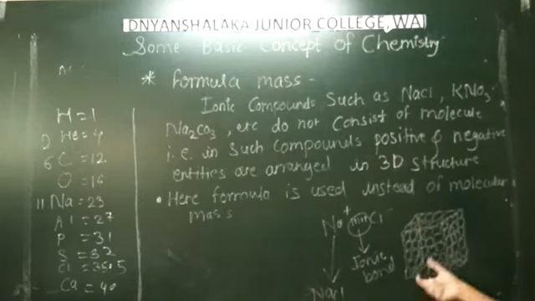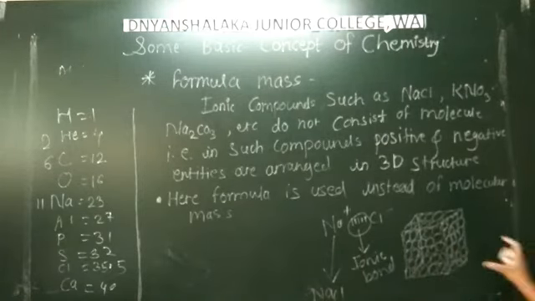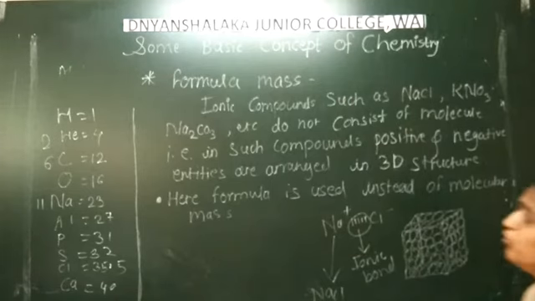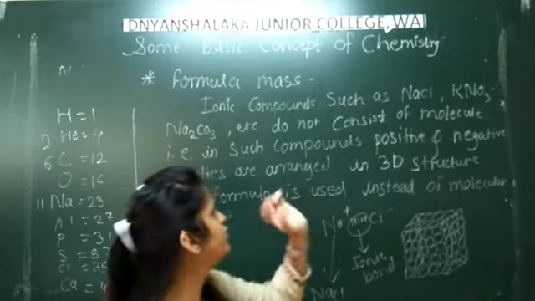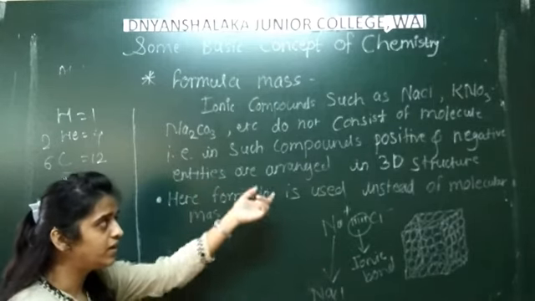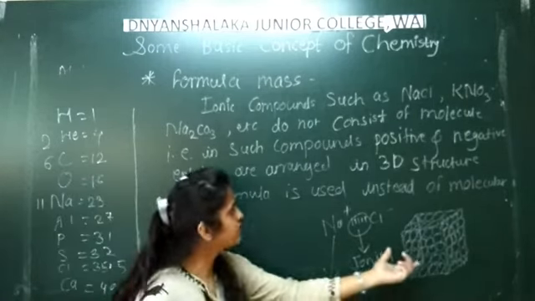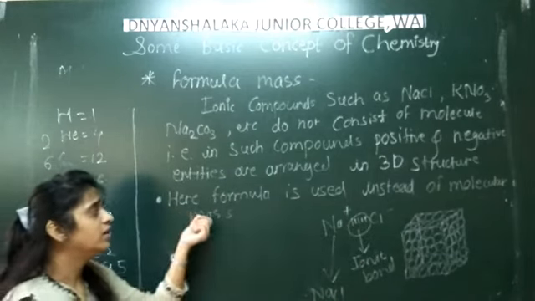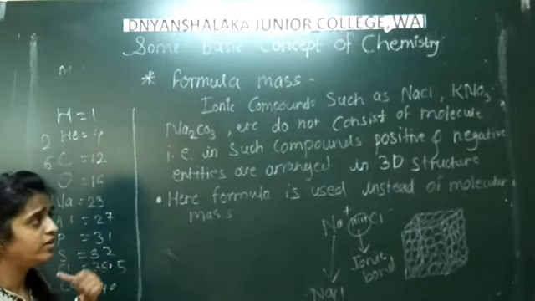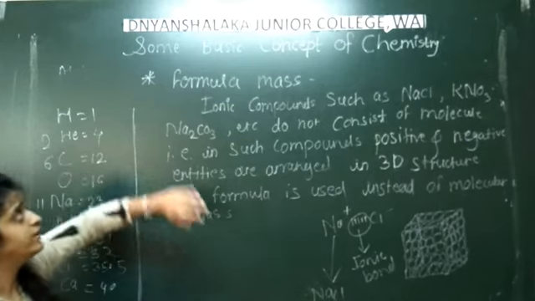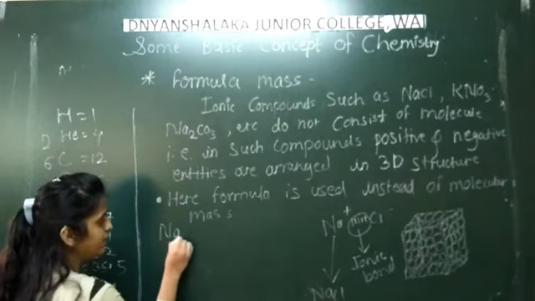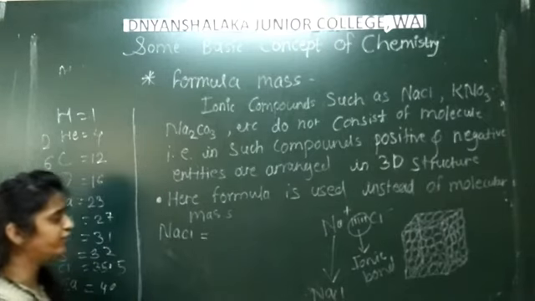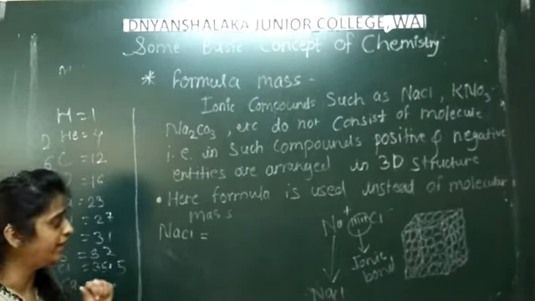So ionic compounds are arranged in a 3D structure, meaning molecules are attached very tightly due to ionic bonding. So in such compounds, positive and negative entities are arranged in a 3D structure like this. So we use formula instead of molecule, so it is known as formula mass. For example, NaCl. Calculate the formula mass of NaCl.